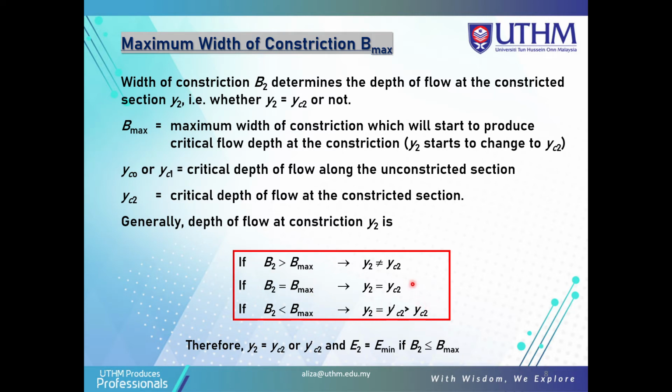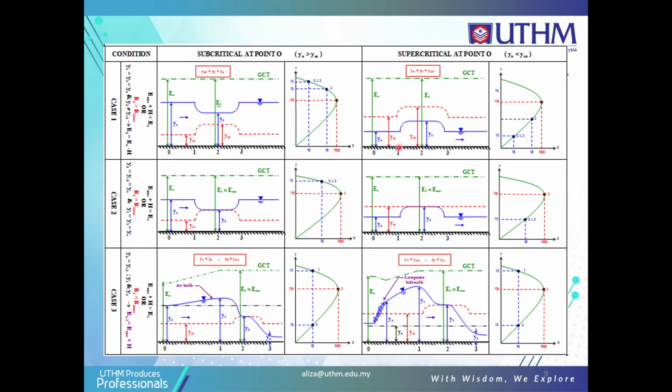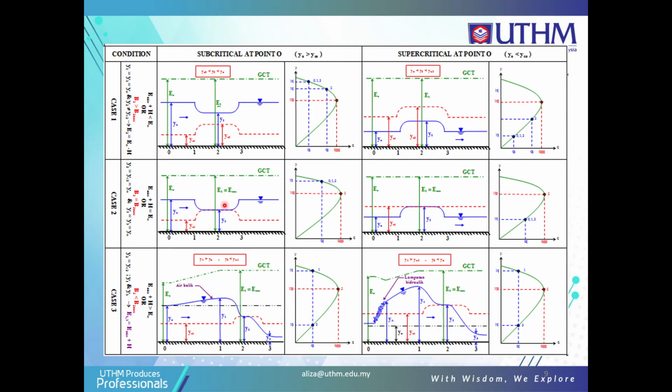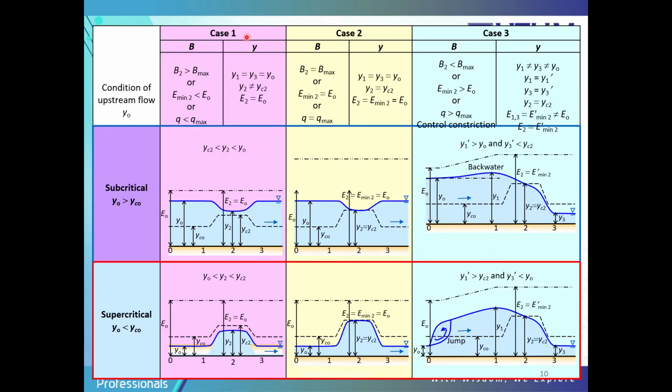Okay, so you must do this based on this basic assumption here. Therefore Y2 is equal to Y critical 2, or YC2 here, and E2 is E minimum if B2 is less than or equal to B maximum. So based on this part here, we can see this figure. So we just look at this figure here. This is more clear based on this figure.